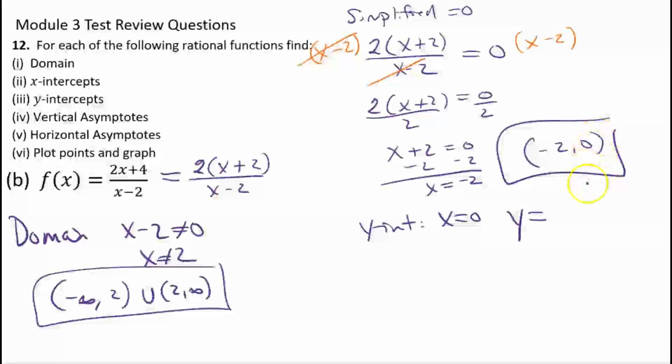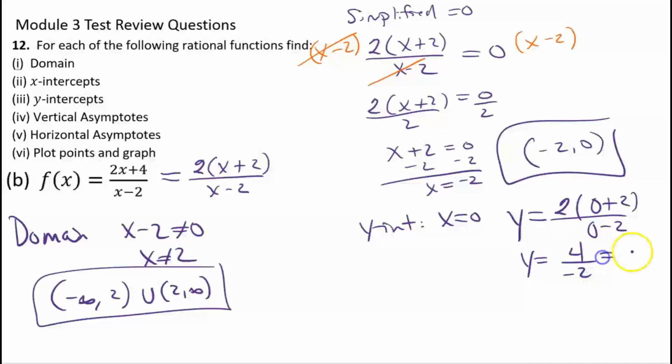One is factored and one is not. So 2 times 0 plus 2 over 0 minus 2. When that simplifies, that's 4 in the top and -2 in the bottom, so y equals -2. So that's the point (0, -2). That's my y-intercept. I'll change colors on you and work on the vertical asymptote.